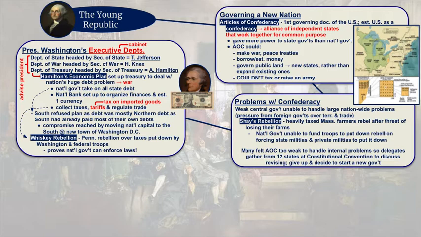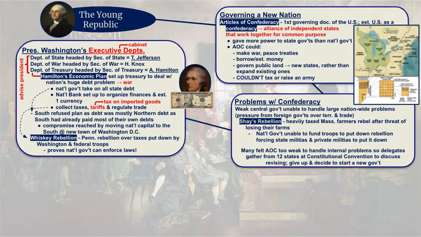First part of his plan is the national government is going to take on all state debt. So whether it's North Carolina and Virginia, or New York and Massachusetts, all that state debt that they had prior to the Constitution, we're going to take all that debt, put it in one giant collective pot. Now it's the national debt, and we're going to work on paying it off together.